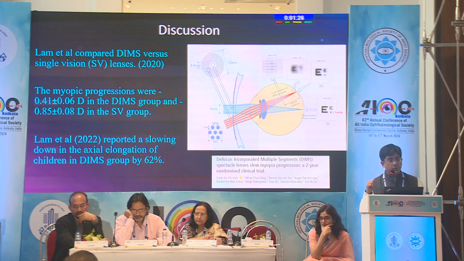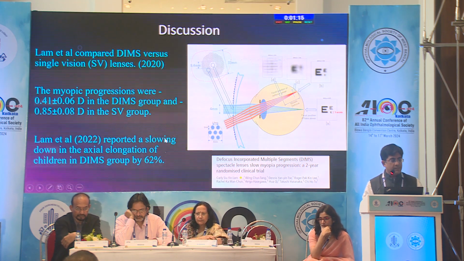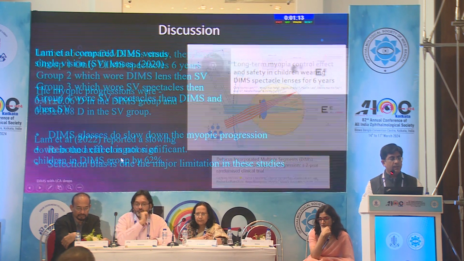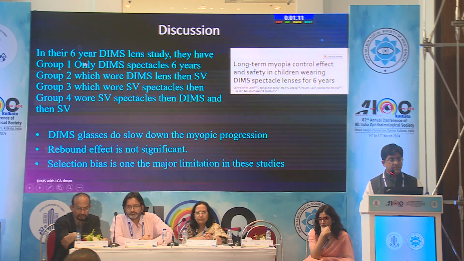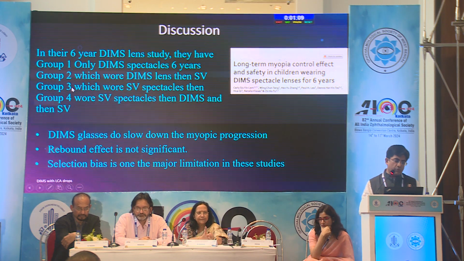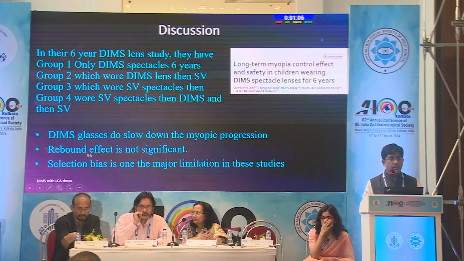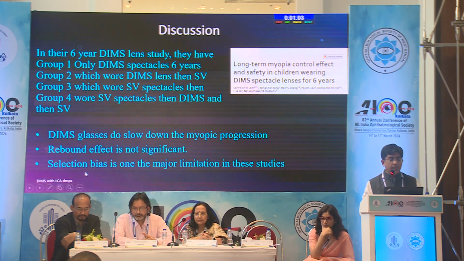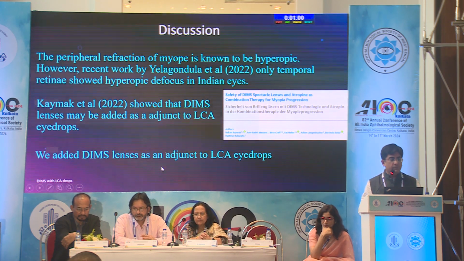Lam et al. showed that DIMS versus single vision lenses shows great progress. They showed that myopic progression was halted by DIMS lenses. There was a follow-up study in 2022. They reported a slowing down of axial length, and in their final 6-year study, they compared all 4 groups, and they did show that DIMS glasses do slow down the myopic progression. The rebound effect is not significant, and selection bias was obviously one of the major limitations.